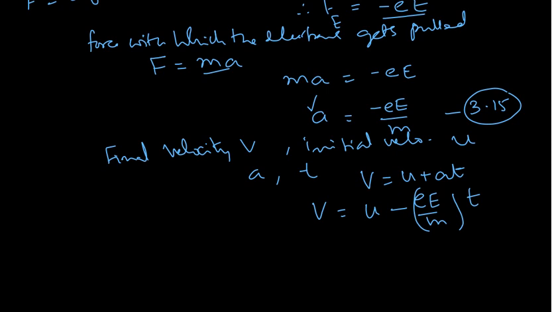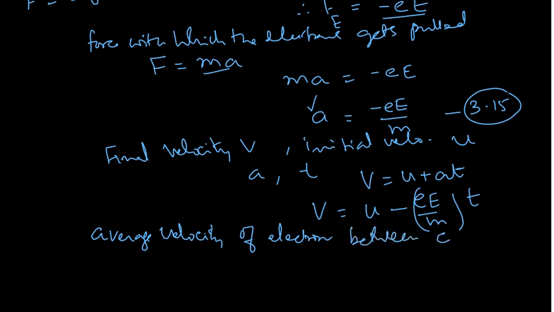Therefore the average velocity of the electron between the collisions is called a drift velocity, and we give that symbol Vd.